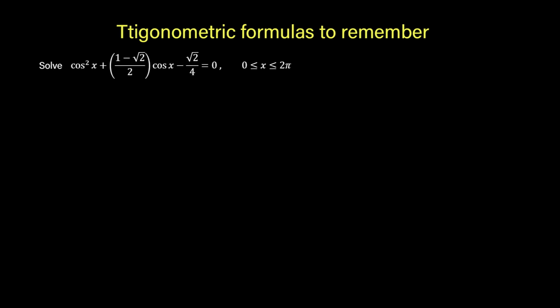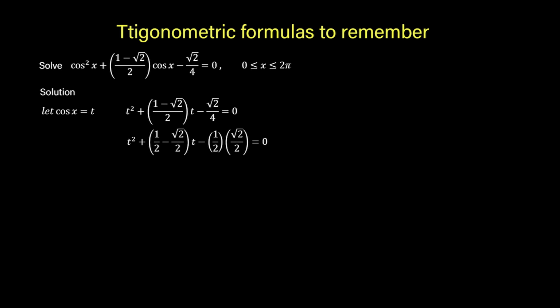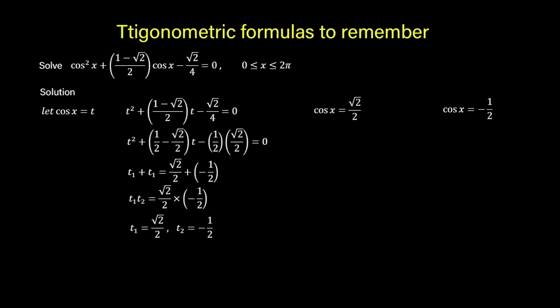Solve the equation for x greater than or equal to 0 and less than or equal to 2 pi. Solution. Let cosine x equals t. Use the formula for the sum and product of roots of quadratic equations. The sum is equal to negative b divided by a, whereas the product of the roots is equal to c divided by a. In this example, a is equal to 1. Now replace t with cosine x and find the value of x.